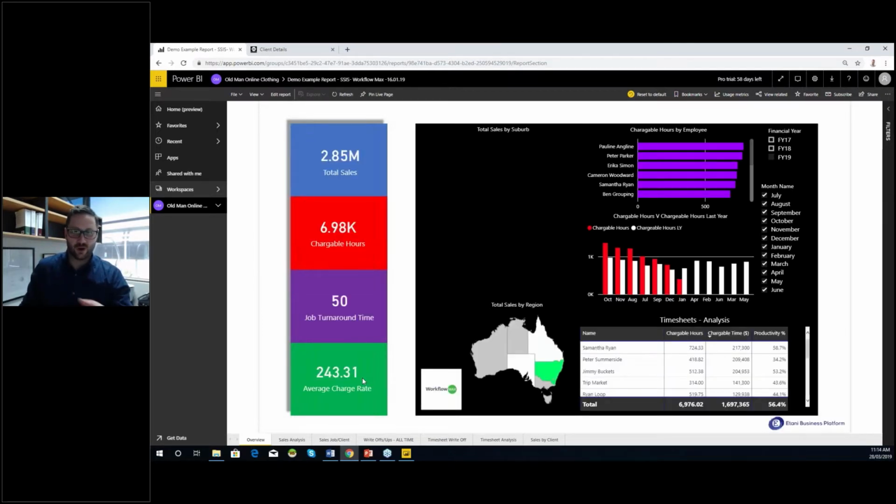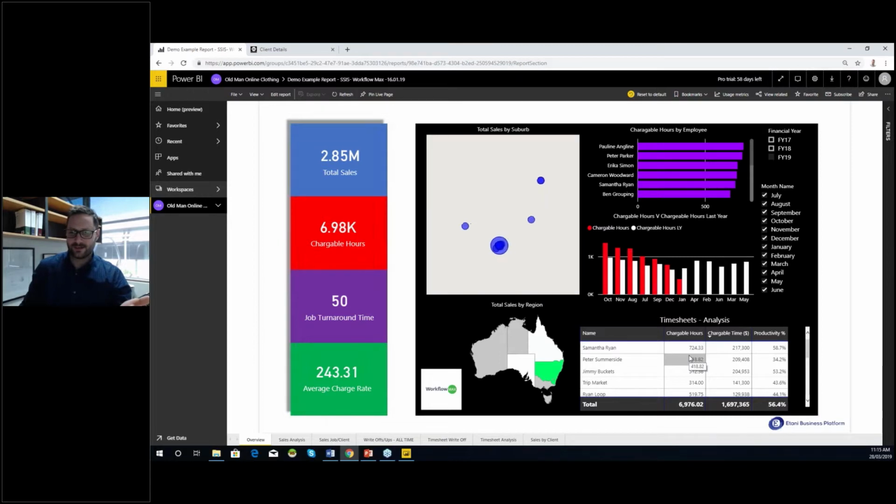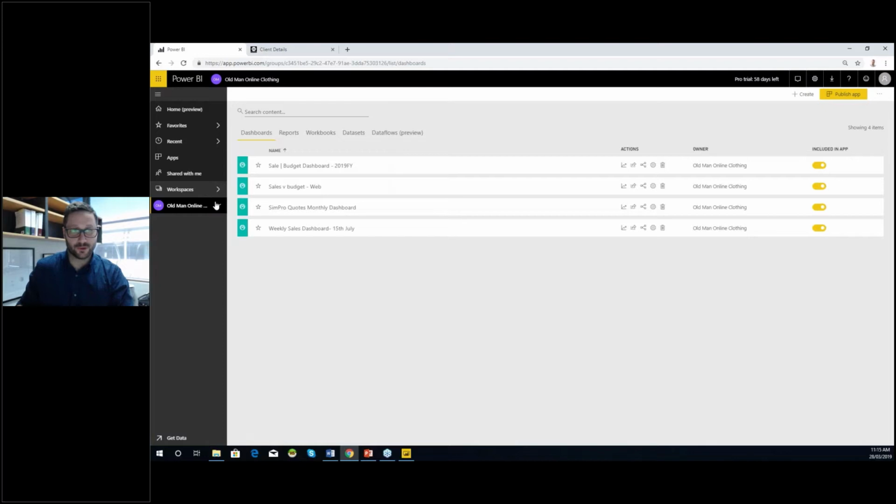So, average charge rate over the entire firm. You move the goalposts of financial year. Who's got chargeable hours? Samantha Ryan's got chargeable hours, but that's where you set in your KPI. So Samantha Ryan might need to be 80% chargeable and have write-offs of whatever it might be, okay? I'm going to leave that on service-based businesses, and next I'm going to show you product business.